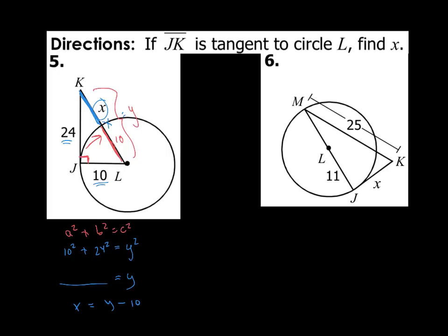So if I want to go backwards for x, if x plus 10 is equal to y, then if I subtract 10 on both sides, I'll get x is equal to y minus 10. And that's how we're going to solve for the x value. First solve for y, subtract 10, and you'll have your value for x.